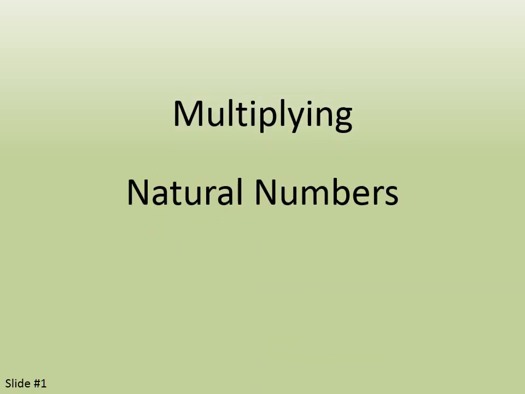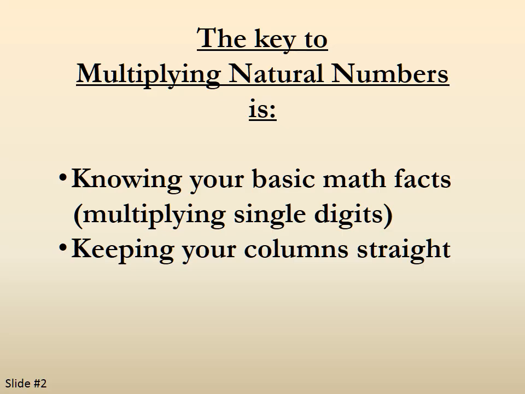Multiplying natural numbers. The key to multiplying natural numbers is knowing your basic math facts, in other words, multiplying single digits, your multiplication times tables, and then keeping your columns straight. Example 1, 23 multiplied by 64.